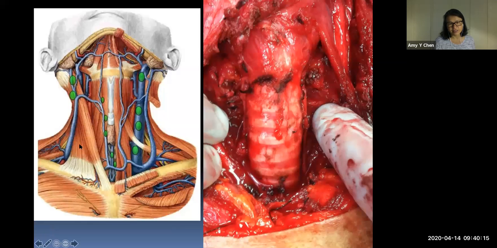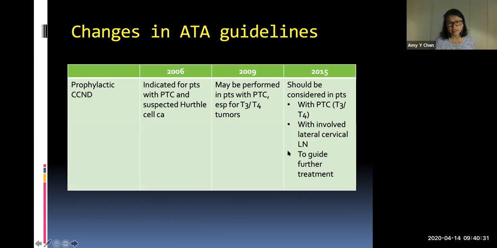So here are the central lymph nodes where they reside next to the trachea itself. Here is the left recurrent laryngeal nerve. Here's the right recurrent laryngeal nerve. You can see all the soft tissue that's been removed off the anterior wall of the trachea, all the way up to the thyroid cartilage. And these are the changes over the 3 guidelines.